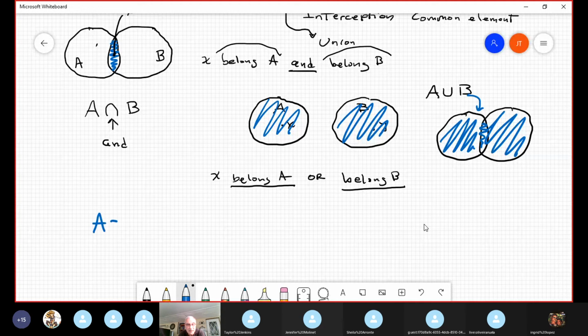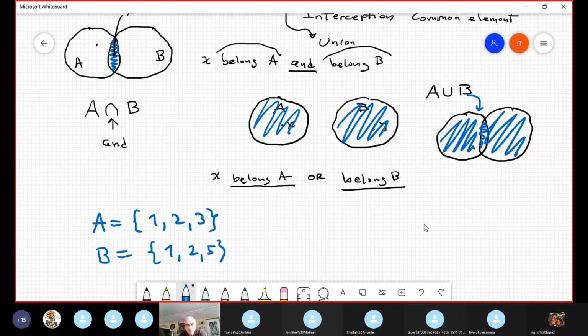Suppose one set is called A, which is 1, 2, 3, three elements. And suppose another set is B, which is 1, 2, and 5. I need to find A intersection B. I need to find A union B. Okay, so A intersection B, remember, is the common element. What is the common element that A and B share? I can see that it's 1 and 2, no?